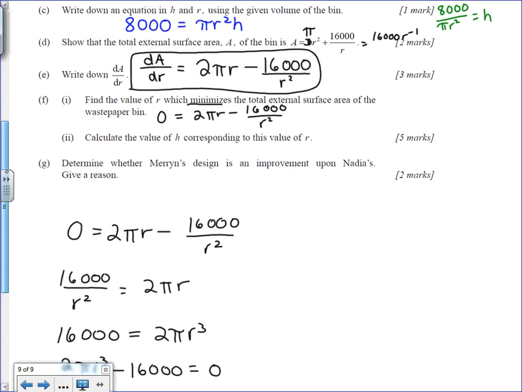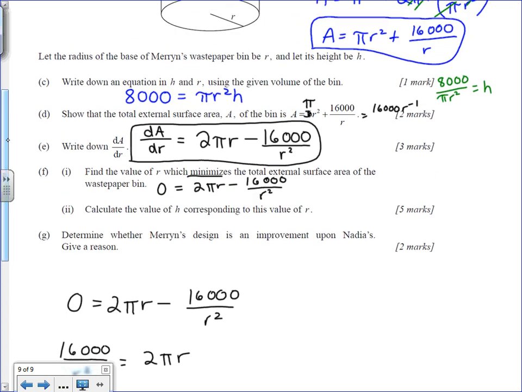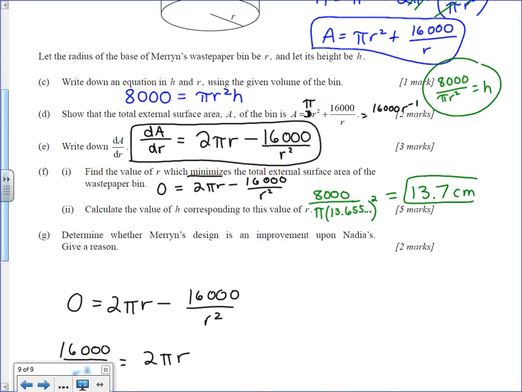F2 says calculate the value of h that corresponds to this value of r. So we're going to use this green equation that I wrote for h over here. So 8,000 divided by pi. In place of r, I'll put that unrounded version of that 13.7, which is 13.656, rather, and that's squared. When you put that into the calculator, the height comes out to also 13.7 if you round it to 3 significant figures. You would start noticing that this is a trend. I mean, to look for the greatest volume and the lowest surface area, you're going to get a nice symmetrical shape.